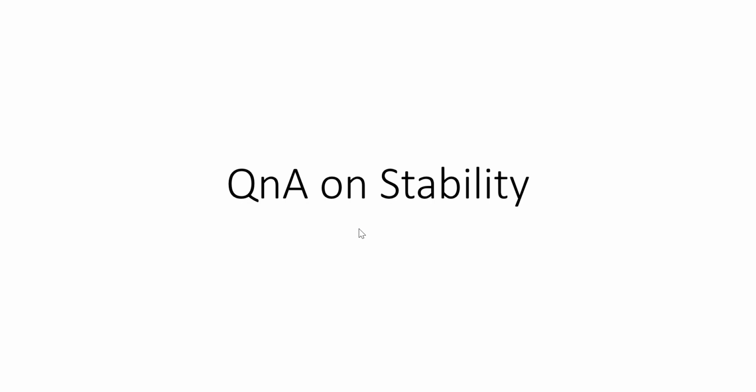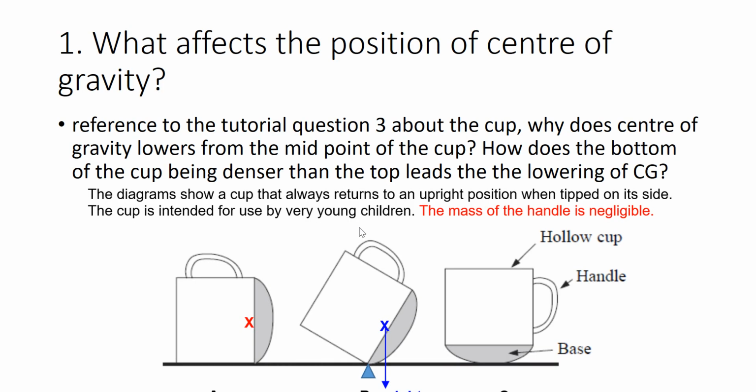Okay, there's some question on stability from your friends. All right, this is referring to question 3. Why does the center of gravity lower from the midpoint of the cup? How does the bottom of the cup becoming denser than the top lead to the lowering of the CG? Okay, I'm going to try to explain this by using simple diagrams.